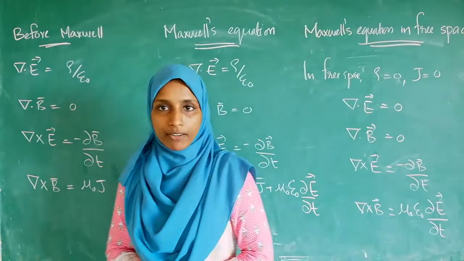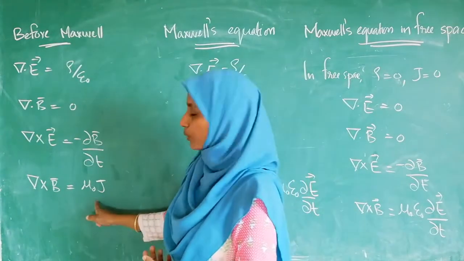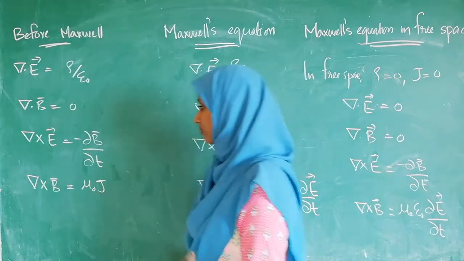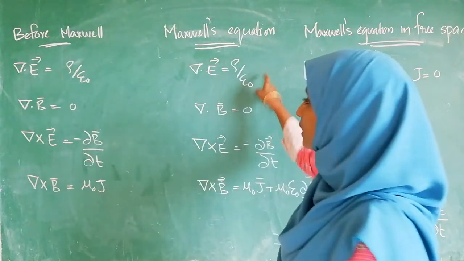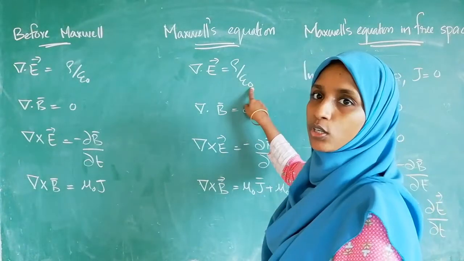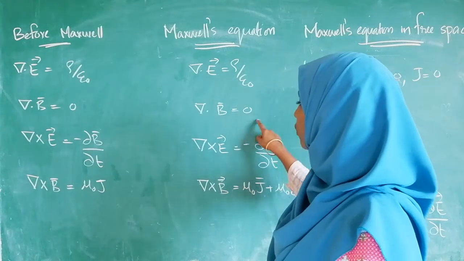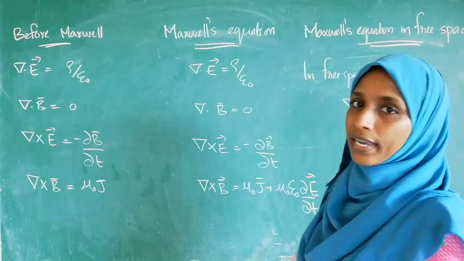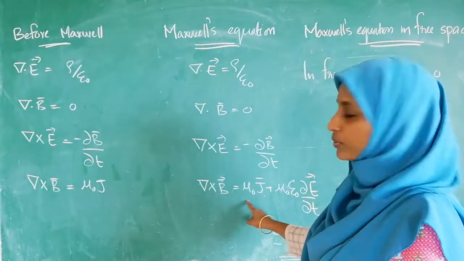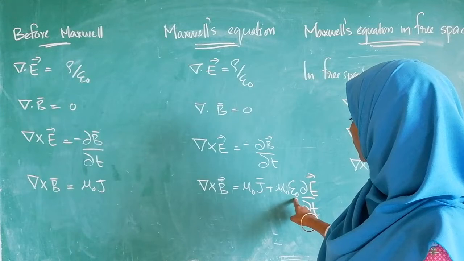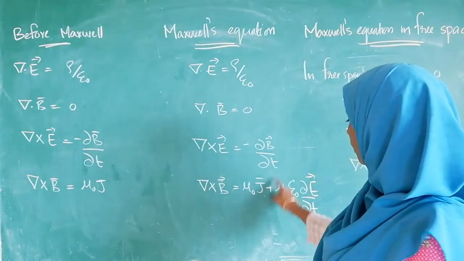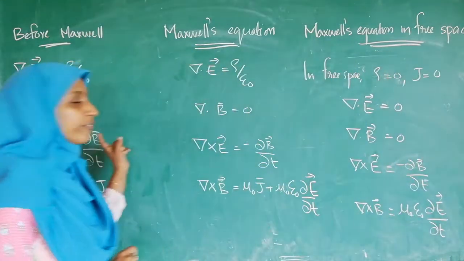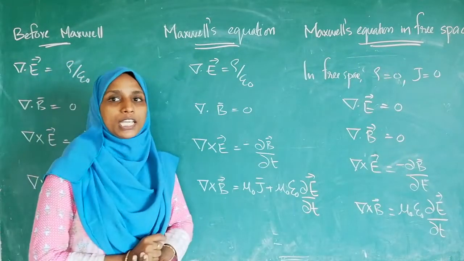So, Maxwell verified that and modified this equation by adding a term epsilon 0 dou E by dou t. That is the Maxwell's equations. Del dot E is equal to rho by epsilon 0, del dot B is equal to 0, del cross E is equal to minus dou B by dou t, and del cross B is equal to mu 0 J plus mu 0 epsilon 0 dou E by dou t. This is the additional term. So, these are the equations before Maxwell and these are the Maxwell equations.